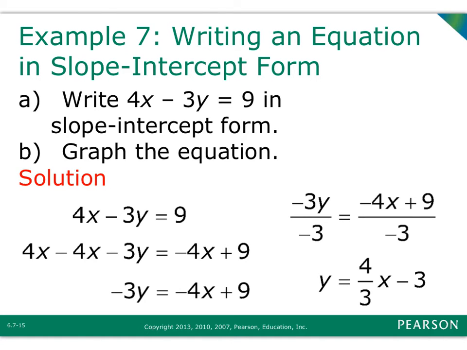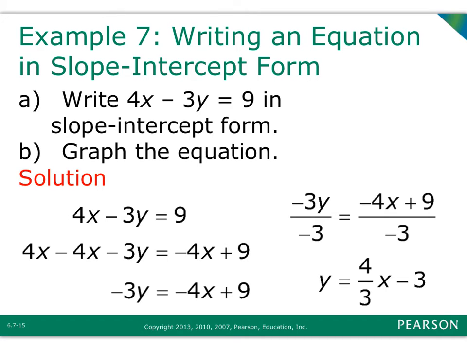So we're going to write the equation in slope-intercept form. Notice we have the general form in part A. Write 4x minus 3y equals 9 in slope-intercept form. Part B, we're going to graph the equation.